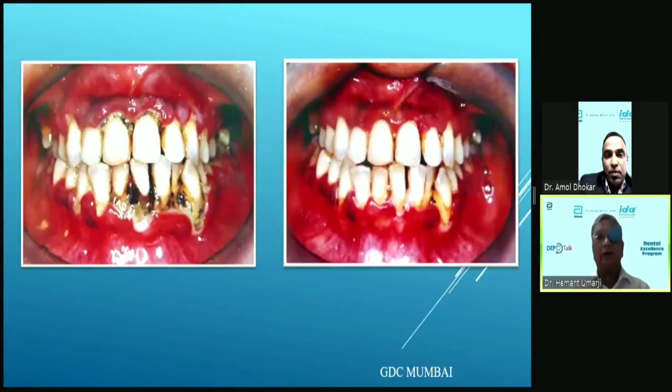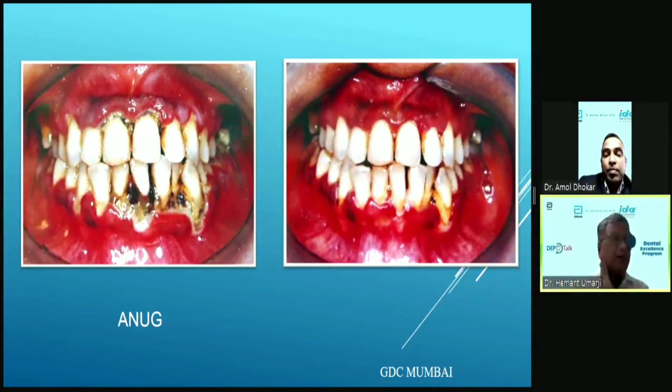Okay, now for the audience, what is this condition? If you look at the gingiva, you find that the interdental papillae are punched out, and there is slough present, pseudomembrane present, lots of deposit. You see the interdental papilla are punched out, with necrotic ulcerations. So what is this condition? This is acute necrotizing ulcerative gingivostomatitis.